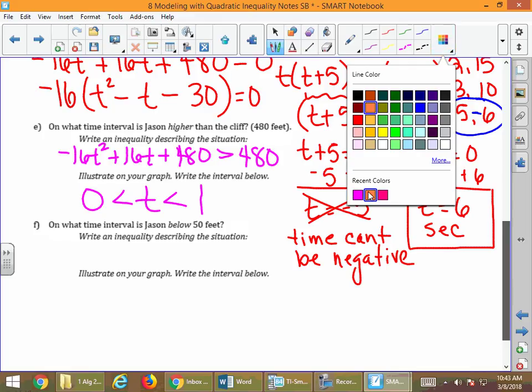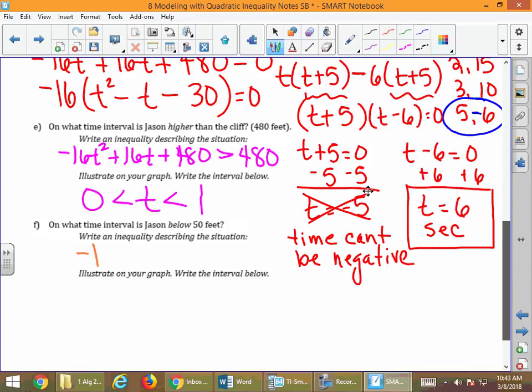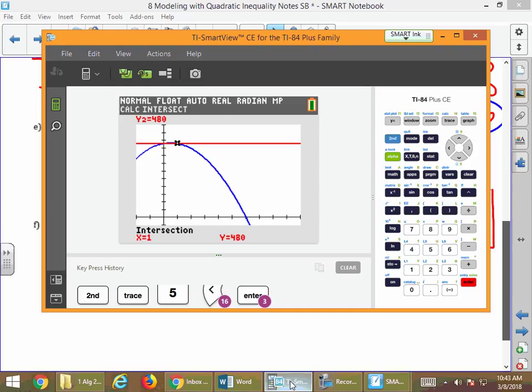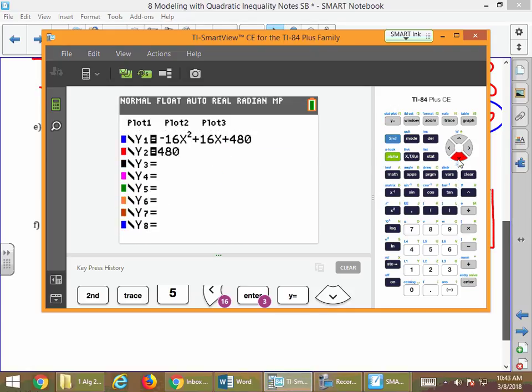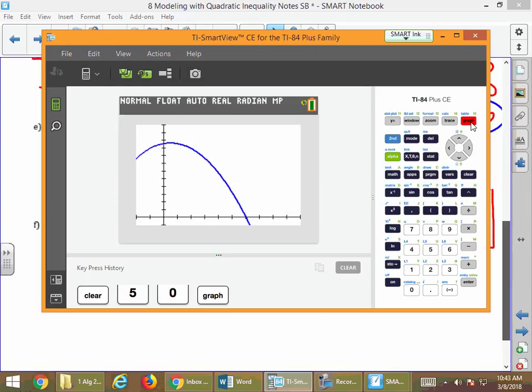But when you look at this one, it says, when is he below? Well, it's going to be negative 16t squared plus 16t plus 480 is less than the 50 feet. So while you're writing that down, I'm going to cancel out that 480 and just put 50. And there's a 50. What we're looking for here when we shade this in is this value right there on the calculator, and then when is he below, and it's going to be between here and here.